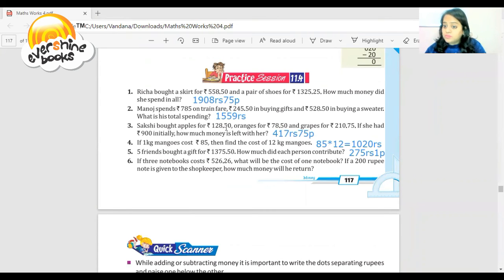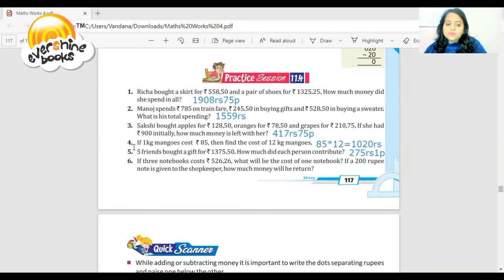You have to add 3 numbers. Okay, so you will get the answer 1,551 rupees. Now, Sakshi bought apples for 128 rupees 50 paise, oranges for 78 rupees 50 paise, and grapes for 210 rupees 75 paise. If she had 900 rupees initially, how much money is left with her? You have to add all 3 numbers and then subtract from 900.